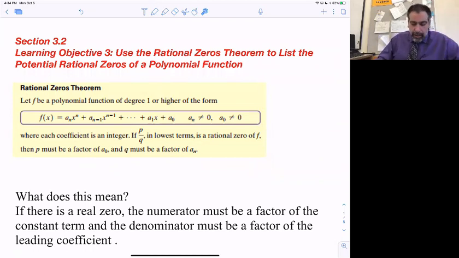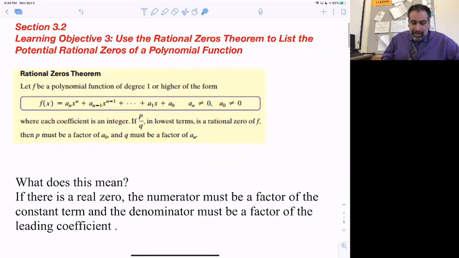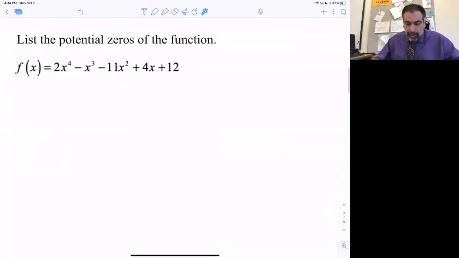these polynomials. So the idea is if you boil it all down, if there is a real zero, the numerator must be a factor of the constant term, and the denominator must be a factor of the leading coefficient. So when we're making our guess as to what the zeros will be, we're going to look at the leading term and the constant term, and we're just going to make fractions out of their factors. Let's look at an example so you can see it in practice. That will make it a little bit easier for you to think about.